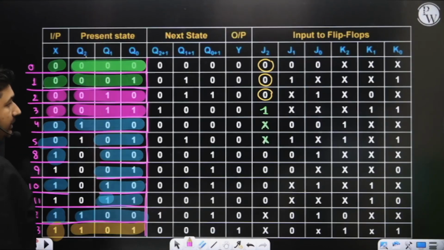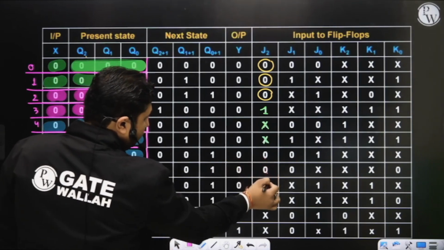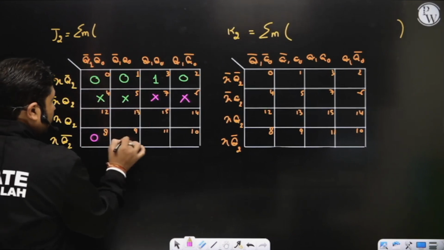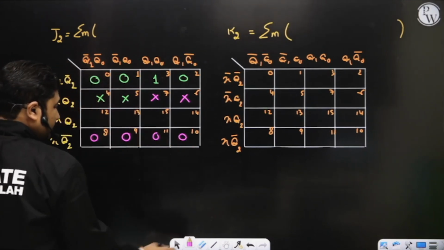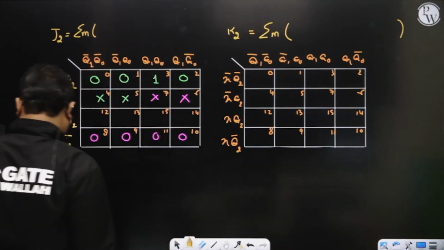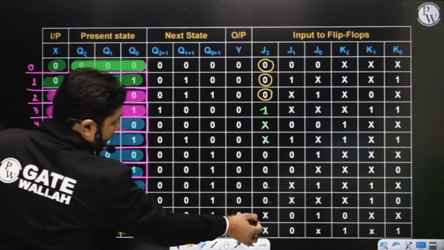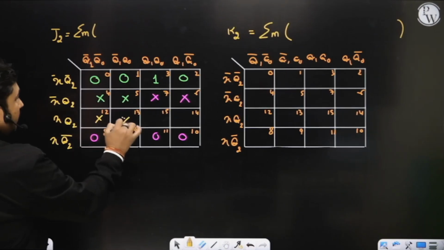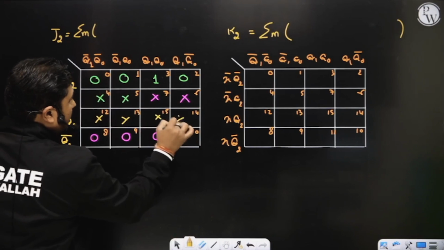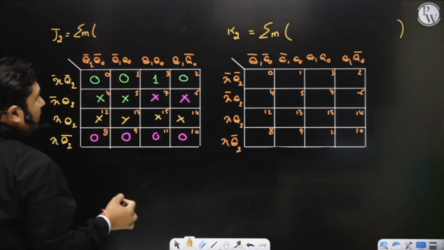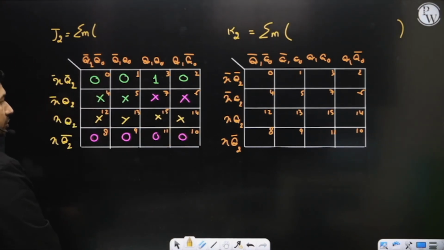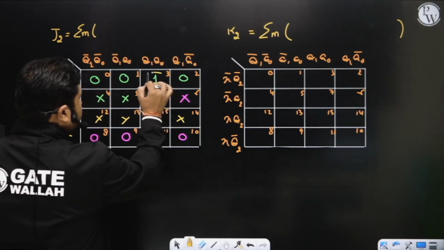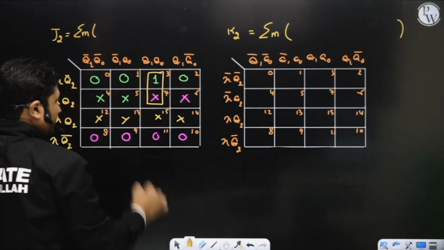Come to 8. 8, 9, 10, 11 are filled by 0. Then 12 and 13 are don't care, and these two are also taken as don't care. Is there any quad possible? No, sir. Is there any pair possible? Yes, sir, there is a pair possible, and this is the possible pair.